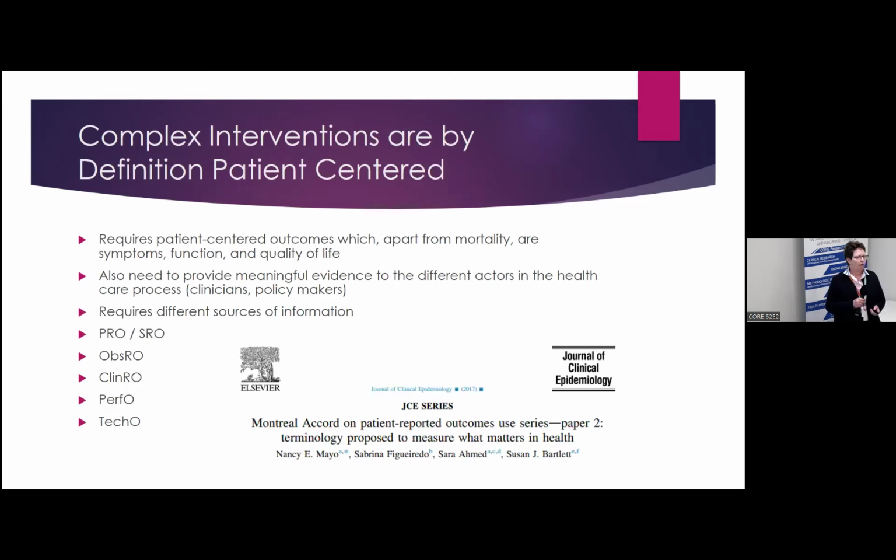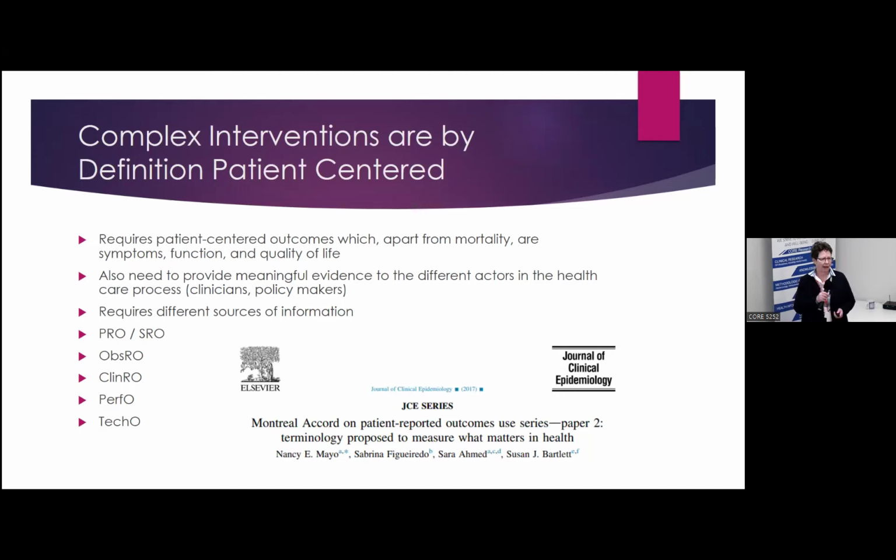So complex interventions are by definition patient-centered. You're trying to solve a problem for a group of patients. So this will require a set of patient-centered outcomes, which, apart from mortality, are symptoms, function, and quality of life. So you have to have this range of patient-centered outcomes. You also need to provide meaningful evidence for the different actors in the healthcare process. So a clinician is not going to buy an intervention on a quality of life outcome. They're going to need to see their outcomes there as well. So it requires not only different sources of information, but all of these sources.